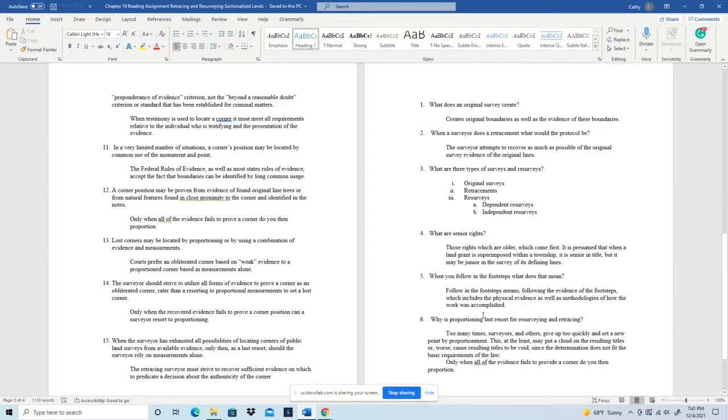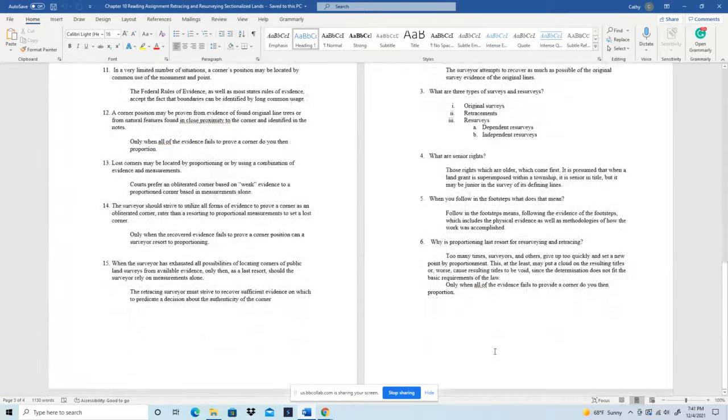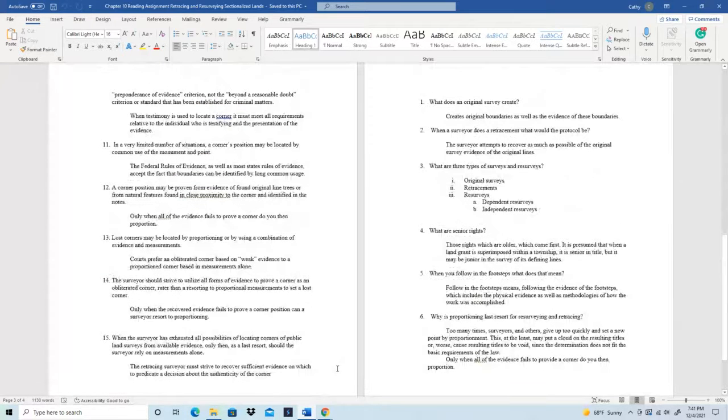Number 6, why is proportion the last resort for resurveying and retracing? Too many times surveyors and others give up too quickly and set a new point by proportion. This at the least may put a cloud on titles. Worse, titles can be void, since the determination does not fit the basic requirements of law. Only when all the evidence fails to provide a corner do we want a proportion. So in other words, do you want to set something? All right, let's see if I can show one.